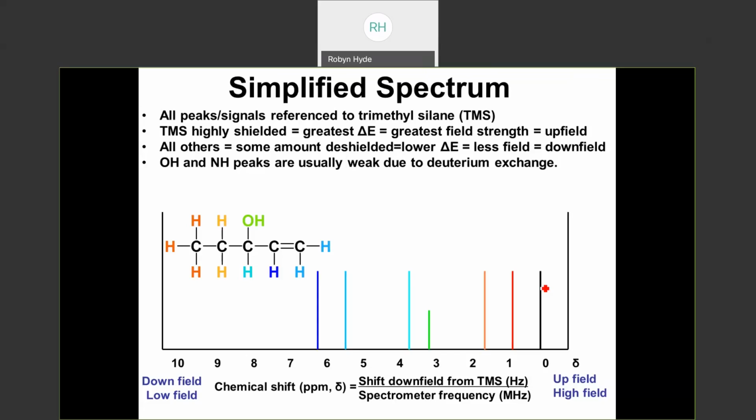What this means is the most shielded protons have the chemical shift up here at the top, upfield, like 0 to 3. The most deshielded protons are downfield with chemical shifts like 7, 8, 9, 10. Okay, so that's the first part of NMR.